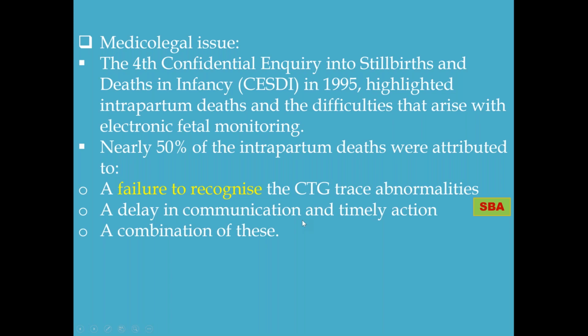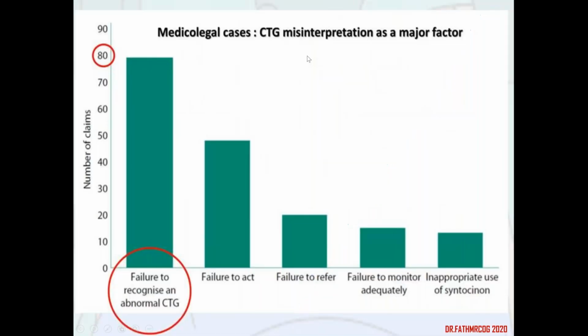The graph shows the CTG misinterpretation, and we find that failure to recognize abnormal CTG is the highest. So this is the recall question asked about the misinterpretation of the CTG, and the most common cause is the failure to recognize abnormal CTG. There are others like failure to act, failure to refer, failure to monitor adequately, and inappropriate use of Syntocinon, but failure to recognize abnormal CTG is the commonest CTG misinterpretation.